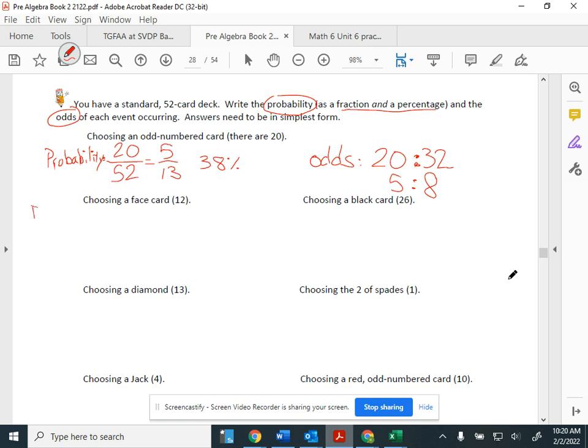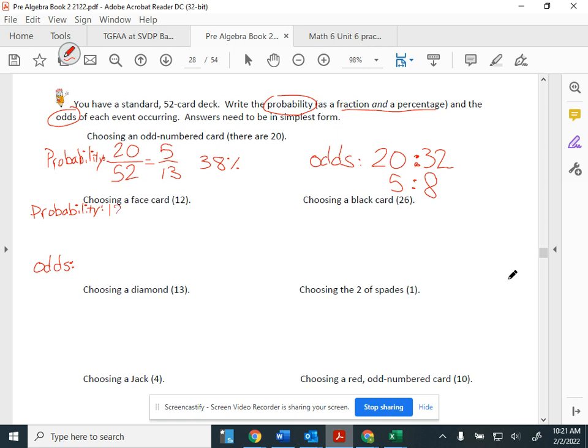So I don't forget, I'm going to write probability and I'm going to write odds, so we remember to do both. So probability of choosing a face card. Oh, look at that. He tells us how many face cards are in a standard deck of cards. Remember, probability is comparing successful outcomes to total outcomes. What would it be, Colin?